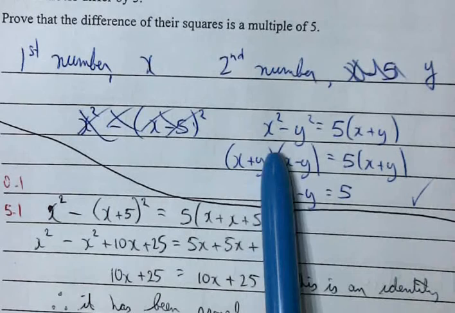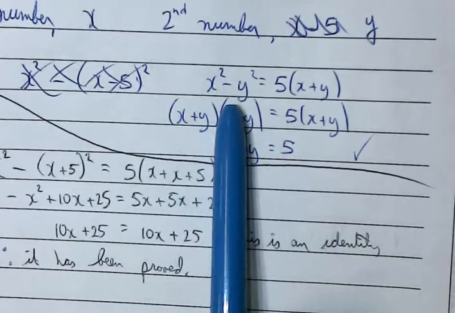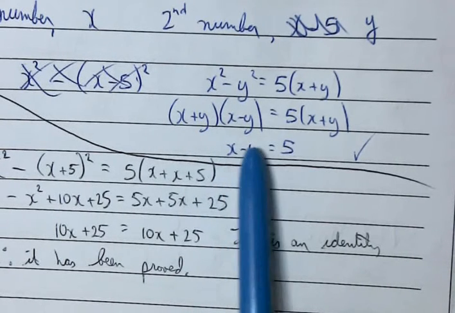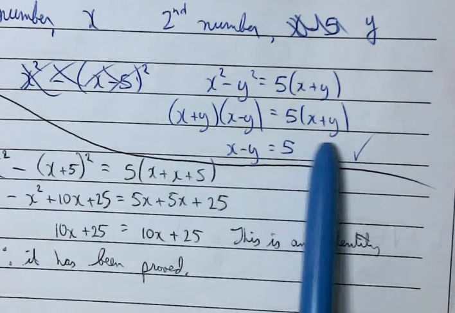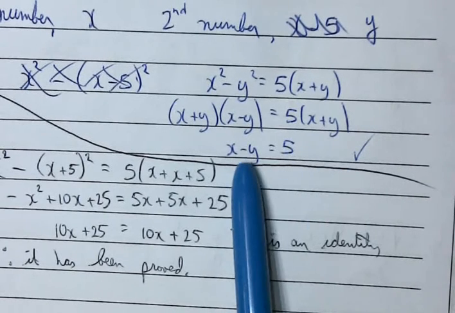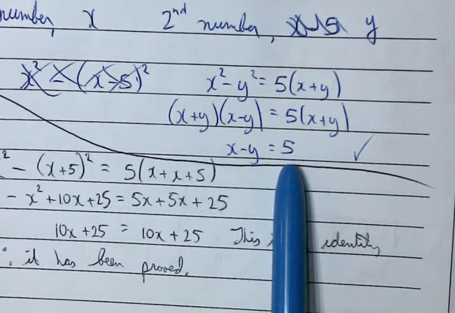So x squared minus y squared, this being a difference of 2 squares, gives me x plus y times the quantity x minus y equals 5 times the quantity x plus y. I divided both sides by x plus y, so that means that x minus y equals 5. And if the difference of 2 numbers is 5, those are definitely numbers that differ by 5.